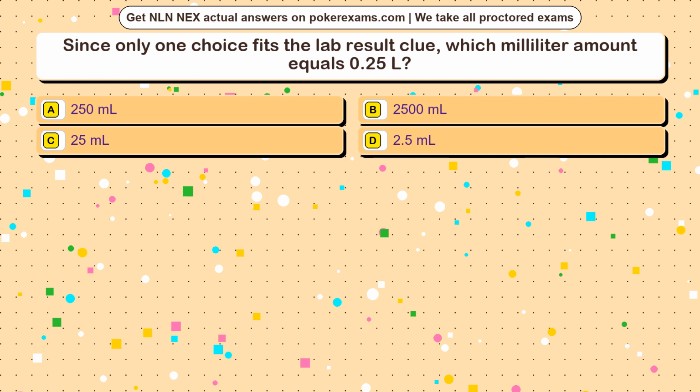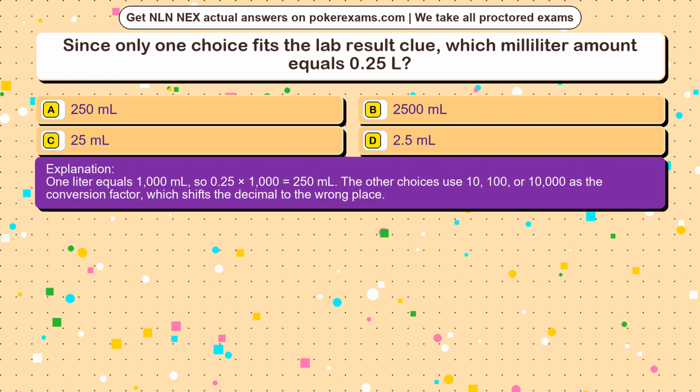The correct answer is option. 1 liter equals 1000 ml, so 0.25 times 1000 equals 250 ml. The other choices use 10, 100, or 10,000 as the conversion factor, which shifts the decimal to the wrong place.